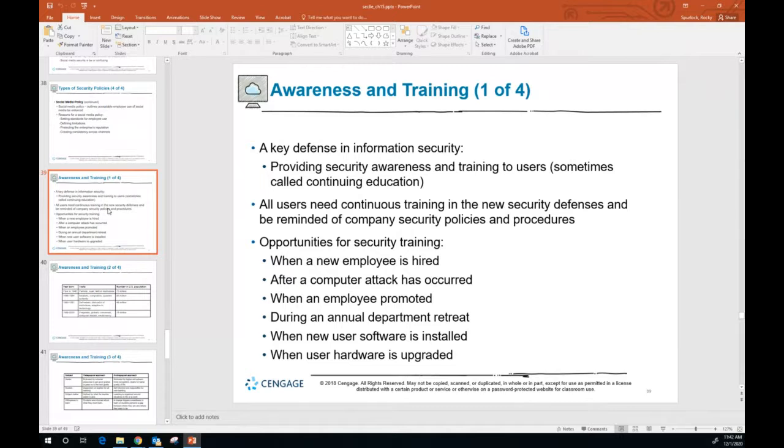Some of the most common ones include when a new employee is hired, after a computer attack has occurred, when an employee is promoted, maybe it's during an annual department retreat, or when new user software is installed or new hardware is upgraded.